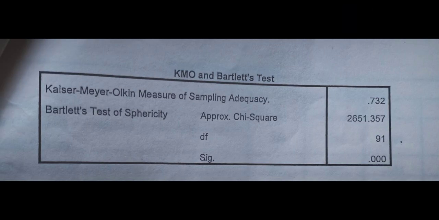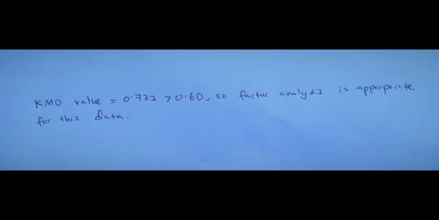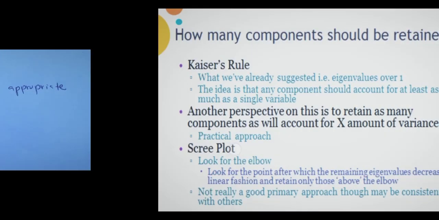How about the value of KMO? The value of KMO is 0.732. Okay, according to the rule of thumb of the KMO value, which is more than 0.6, we can accept, right? So what can we conclude here? Because of KMO value is more than 0.6, so factor analysis is appropriate for this data. So because of the proof from these two methods, we can proceed with factor analysis actually. Okay, so that is the first step.